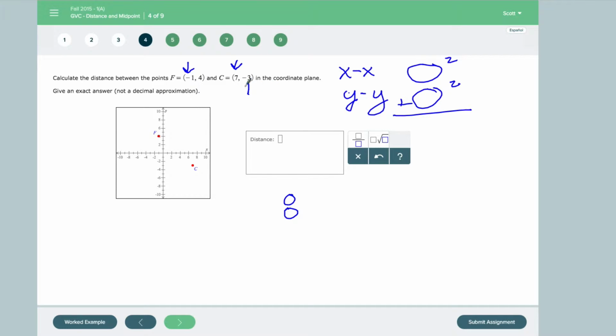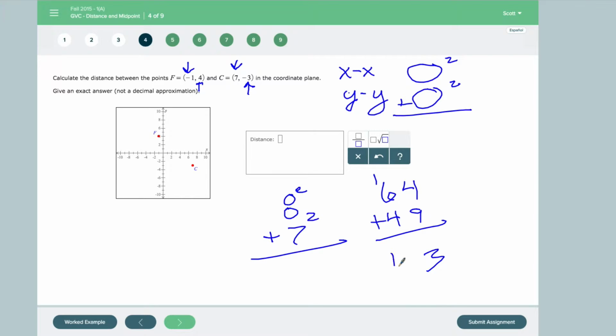And we're going to take y minus y. So 4 minus a negative 3 is 7. And you see, I just did it so I got positive answers. If you get a negative answer, you just ignore the negative number. So now we're going to square them and add them together. 8 squared is 64. 7 squared is 49. So when we add those together, we get 113. So our answer is the square root of 113.